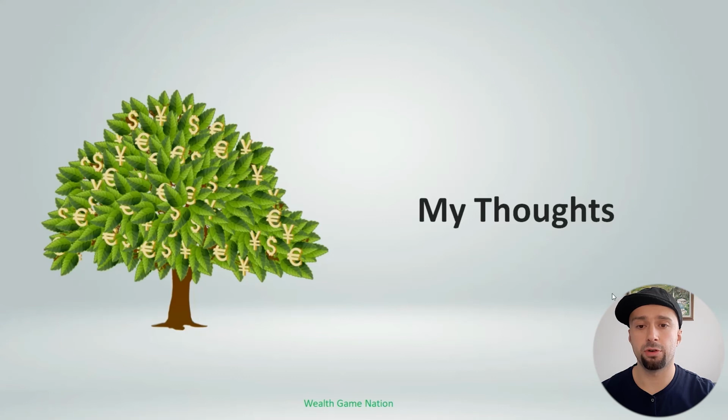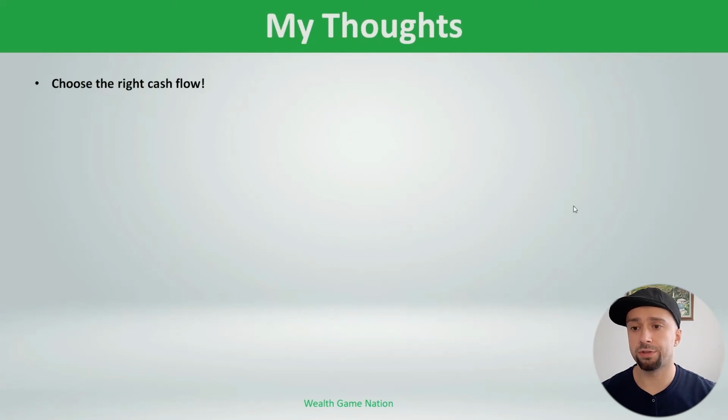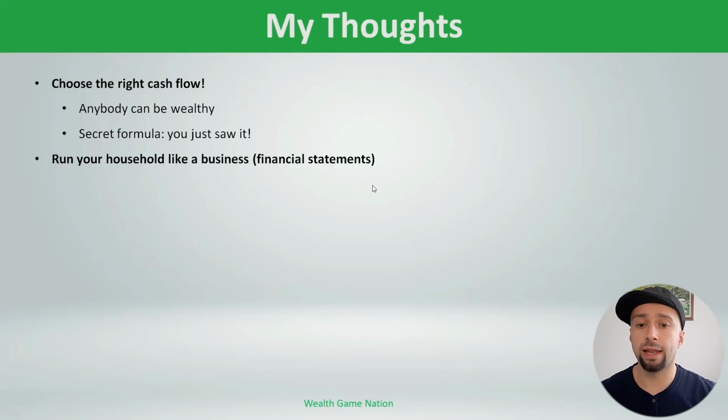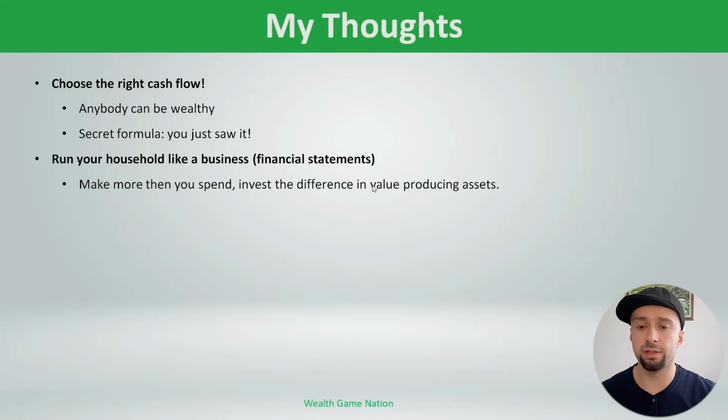Now, let's get into my thoughts. You need to choose the right cash flow for yourself. You have all seen now the three different cash flows. You need to know what is the right cash flow. You need to identify where you are right now and where you want to be. Today, anybody can be wealthy. There's an abundance of information for everybody. The secret formula to becoming wealthy, you just saw it. You need to run your household like a business. You need to make more money than you spend. You need to invest the difference in value-producing assets.